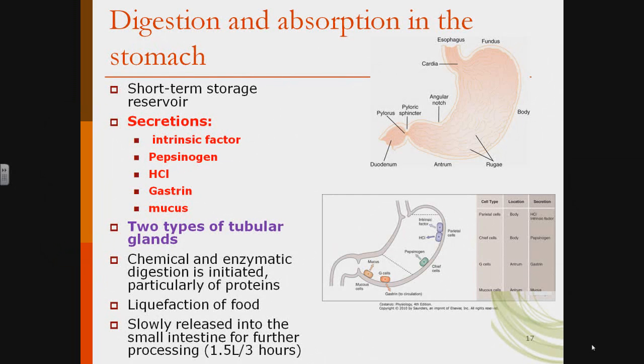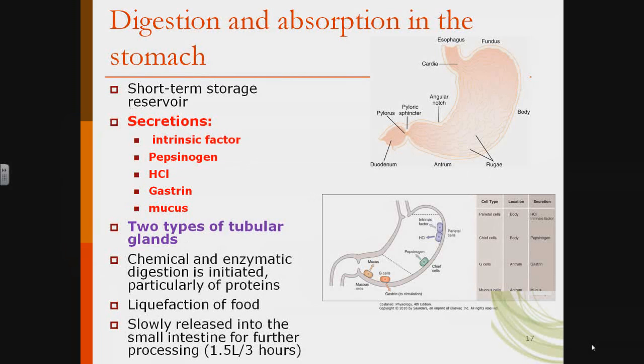So like I said, there are 2 types of tubular glands that invaginate into the mucosa of the stomach. There's going to be the glands that we find with the body of the stomach and in the antrum. The overall job of the stomach is to liquefy the food. And as I said, the meal that you've eaten, along with the gastric secretions, will suddenly become 1.5 liters to 2 liters, and it will take about 3 hours for that entire volume to exit through the pylorus into the duodenum.